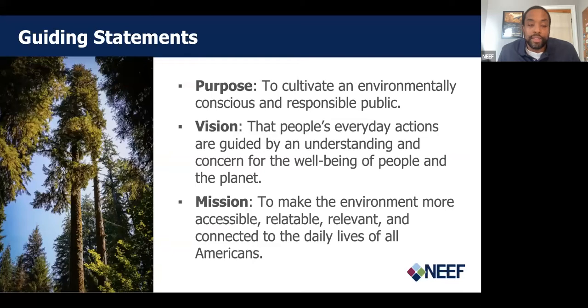So some of our guiding statements, I won't read through all of these, but NEEF's mission is to make the environment more accessible, relatable, relevant, and connected to the daily lives of all Americans. And we really focus in on that all Americans. We understand that in order to make this mission a reality, we have to be working with every segment of the American population.